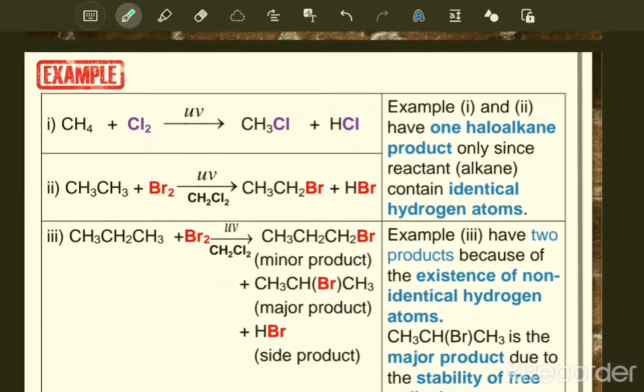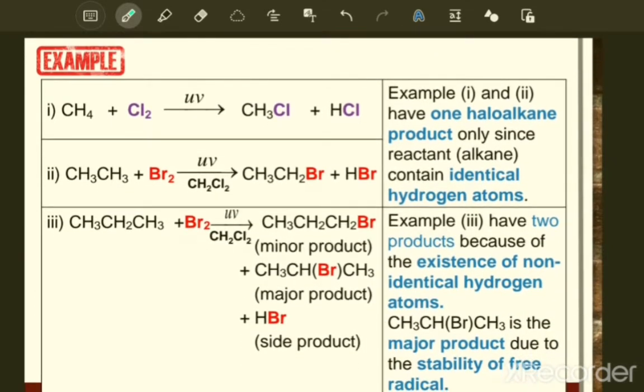So this is an example of how the reaction occurs. For example, if we have methane and we react it with a chlorine molecule in the presence of UV, one of the hydrogen atoms will be substituted by a chlorine atom. So this is the example of the product. And if we have ethane, it goes the same. One of the hydrogen atoms will be replaced, or substituted, by bromine. So for examples number 1 and number 2, one haloalkane product is produced.